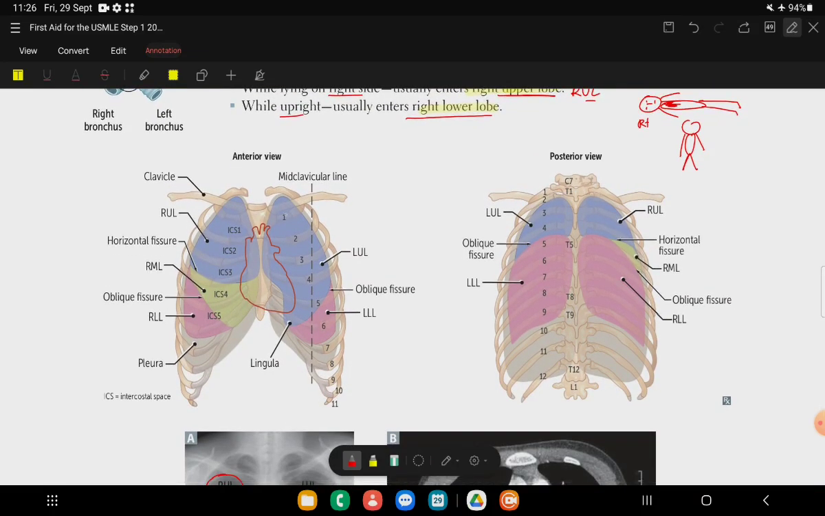Now going to the next one, anterior and posterior aspects. It's simple anatomy. Mid clavicular line, the clavicles are present. These are the clavicles, and there is a mid clavicular line. Then intercostal space 1. Here is the right upper lobe, up to intercostal space 3. Horizontal fissure, right middle lobe, oblique fissure, and then right lower lobe. Then here we have the pleura. Then we have the lingula, left lower lobe, oblique fissure, left upper lobe, and mid clavicular line.